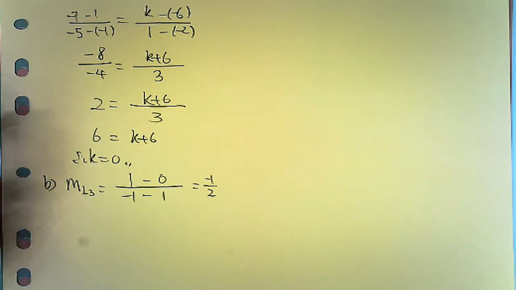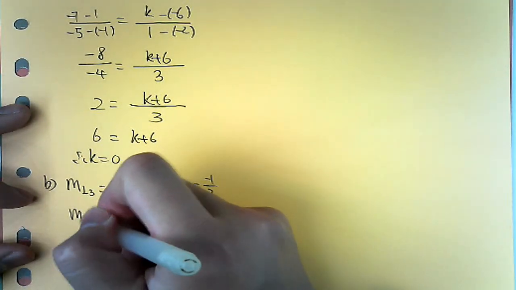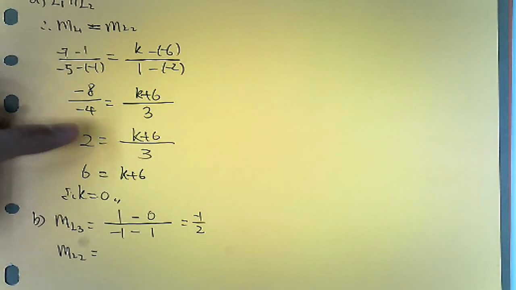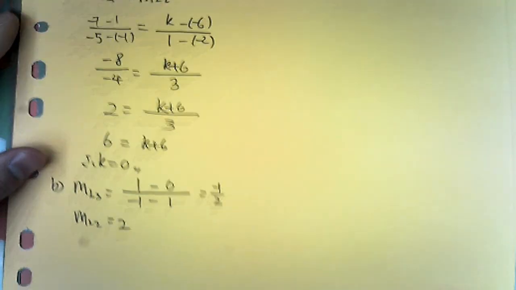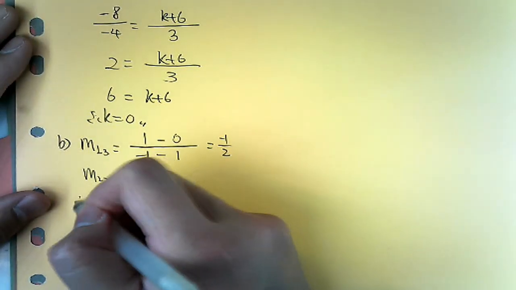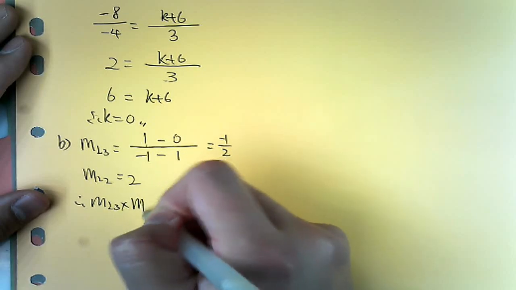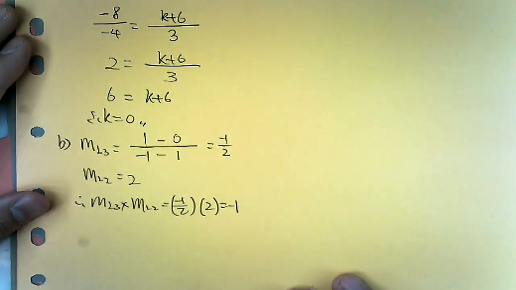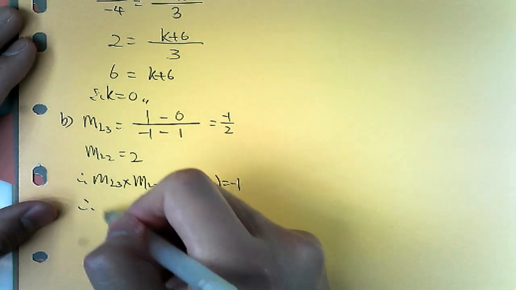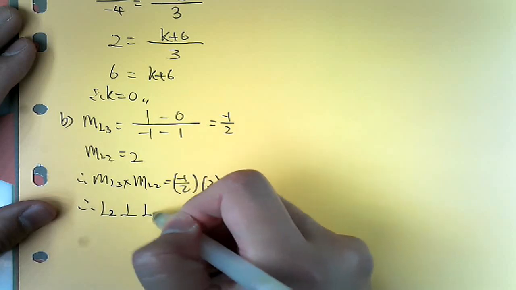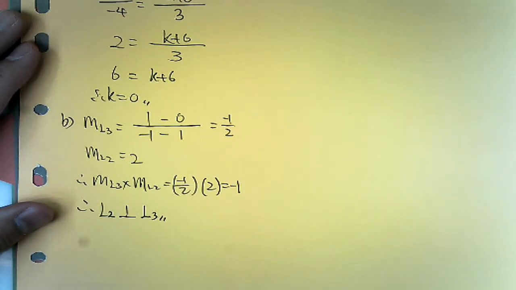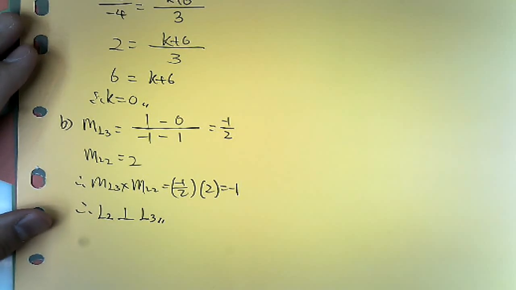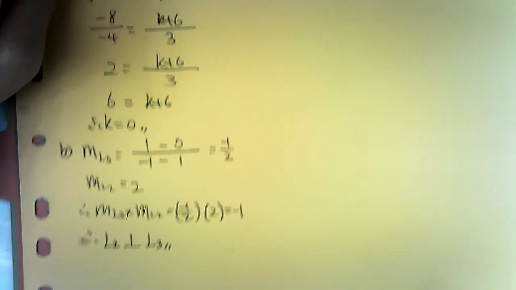So for the ML2 equal to what? ML2 is actually equal to ML1 because we know in part A, right? It's 2. It's 2 here, okay? So 2. So you can check. So ML3 times ML2 equal to minus 1 over 2 times 2 equal to minus 1, right? So they are perpendicular. L2 perpendicular to L3. Okay? Understand? So keep going.